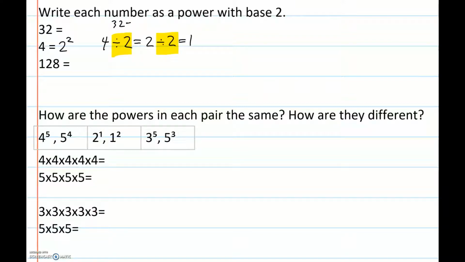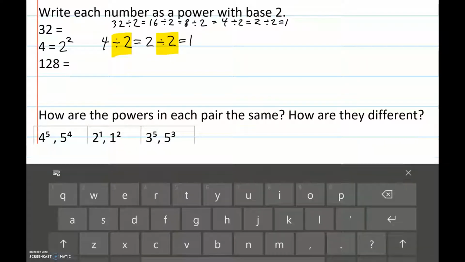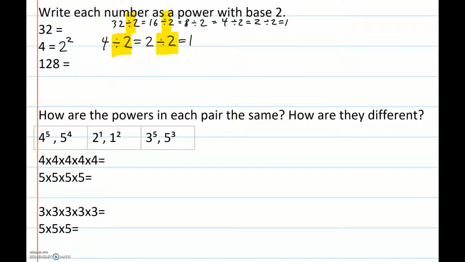32, let's do this same process. Divide by 2 equals 16. 16 divided by 2 equals 8. 8 divided by 2 equals 4. 4 divided by 2 equals 2. 2 divided by 2 equals 1. How many times did I do that? Once, twice, 3 times, 4 times, 5 times. So 32 is 2 to the 5.